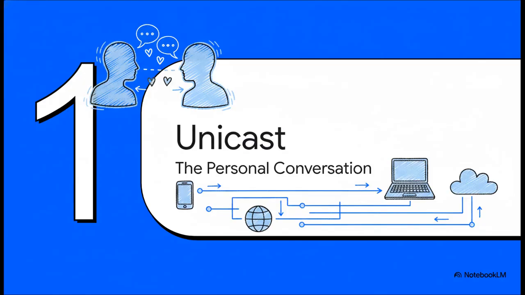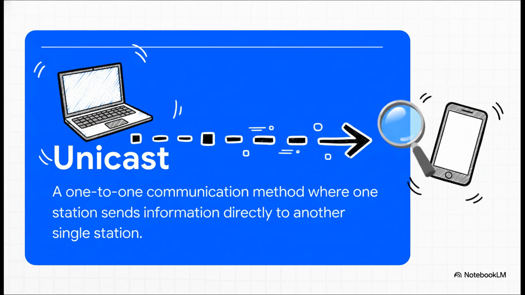All right, first up is the one you're almost certainly using at this very moment. It's the personal, one-to-one conversation we call Unicast. Unicast is by far the most common and straightforward way devices talk. It's super simple. One device sends a chunk of information, and one, and only one, other device gets it. Think of it as a direct, private line between the two.